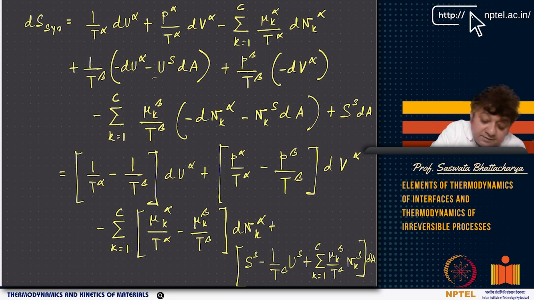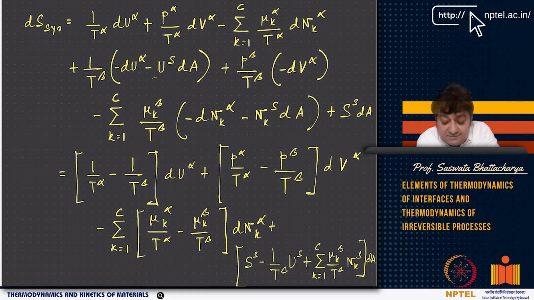So, for example, dS now gives you this. This is the equilibrium condition that you get. T alpha equals T beta, and then 1 by T alpha minus 1 by T beta into dU alpha, plus P alpha by T alpha minus P beta by T beta into dV alpha, because I am substituting. And here also mu alpha minus mu beta. So, if you look at that, this is the chemical equilibrium, this is the pressure equilibrium, mechanical equilibrium, and this is the temperature, thermal equilibrium. Right?